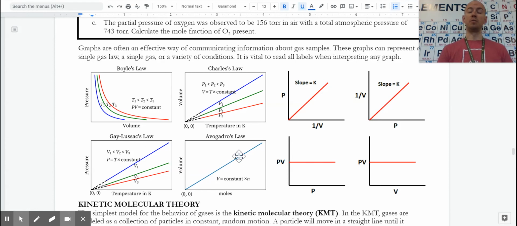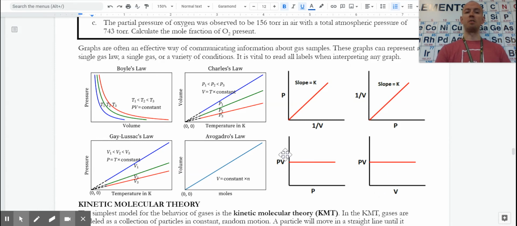Avogadro's law is not often one that we do mathematically, although it is what allows us to apply Avogadro's number and do the ideal gas law. It's just telling us that the more particles we have, the more space that would take when everything else is constant. And this is one that truly would have a 0, 0. No particles occupy no volume.